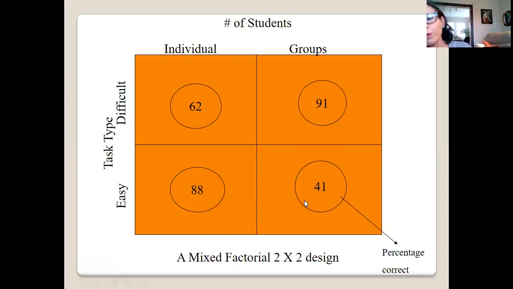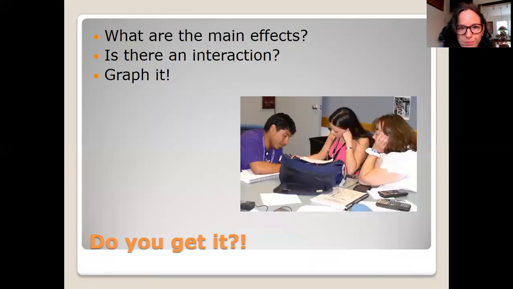So they are repeating the individual and group measure, but they are going to both do the individual and they're going to do the groups. But they're going to either do difficult or easy tasks. So one of those is a repeated measures, and one of them is an independent groups.